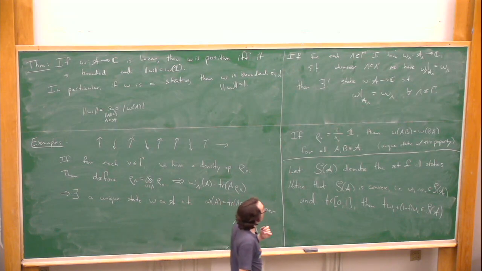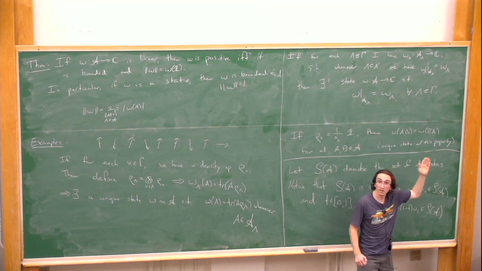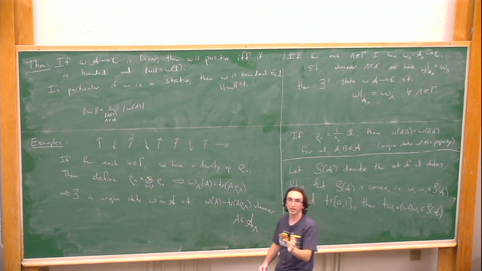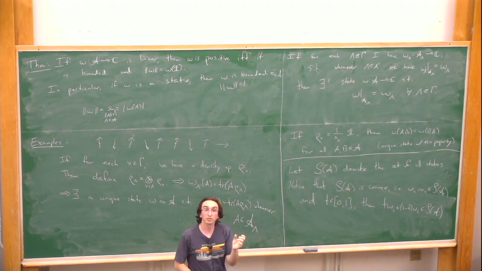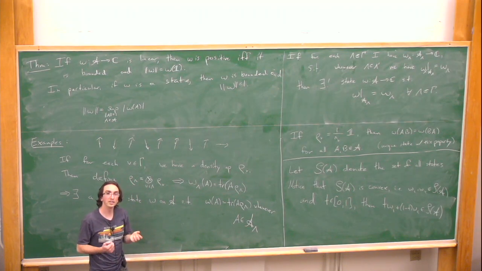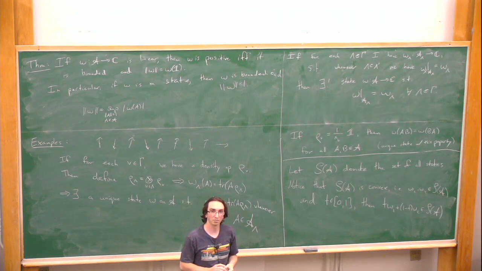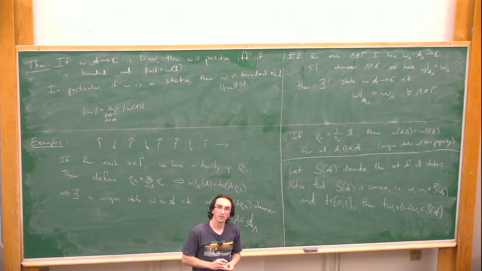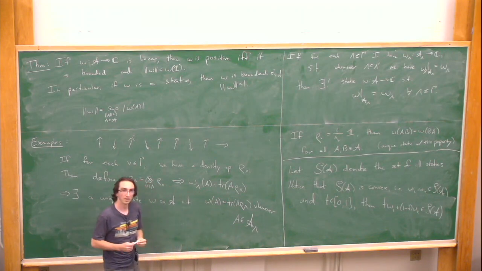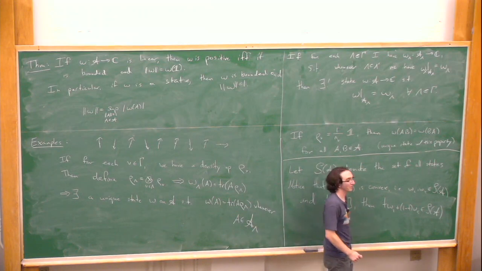Why is it the unique state? So restrict it to any finite A lambda. Then you have a tracial state on A lambda. And there is only one tracial state on a finite matrix algebra. Maybe I leave that as an exercise. So you reduce it to the finite cases.